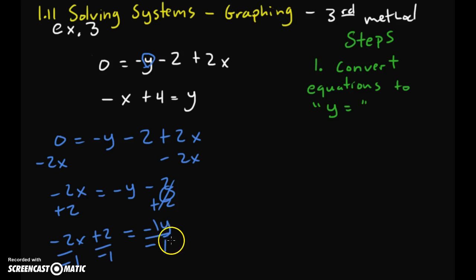What I'm left with after I divide, and I'm going to write it right under it: negative divided by negative, we're just switching the sign, so we've got 2x minus 2 equals y. So we've converted this top equation to y equals. This bottom equation is already in y equals, so now we're ready to graph.